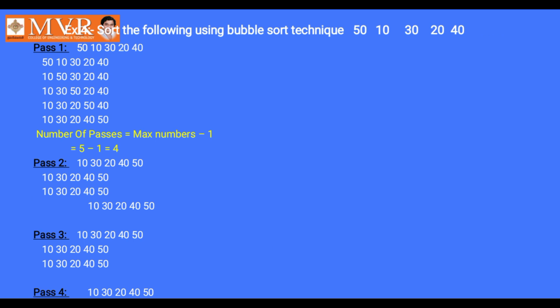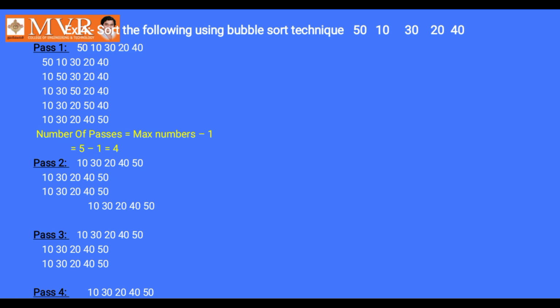This is another example which I have given, and I have also performed the sorting on this list so that you can understand it in a better, clearer manner. Here I have given the list of elements as 5, 10, 30, 20 and 40. That is 5 elements, and I have performed the passes on these elements until the list is sorted.